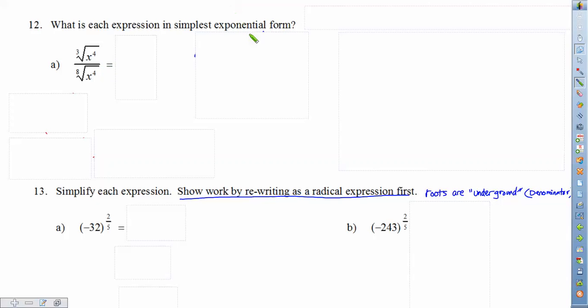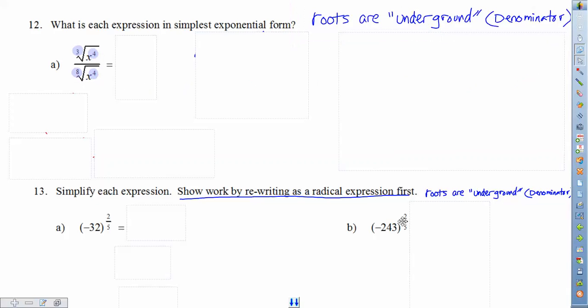So what you have to remember is that because we have a cube root of x to the fourth and an eighth root of x to the fourth, we could rewrite these guys because the roots are underground. So if we rewrite each one of these as rational exponents, we'd end up with x to the 4/3 power divided by x to the 4/8 power.